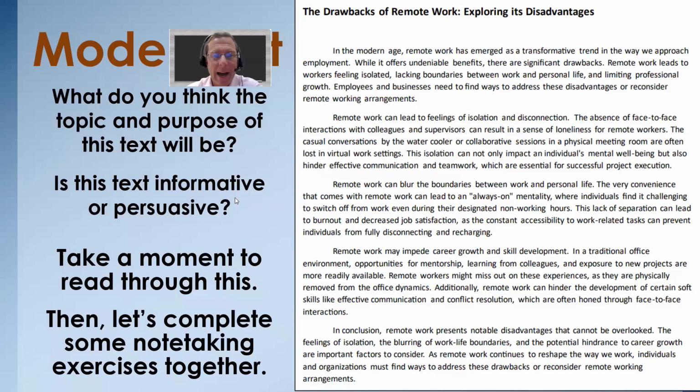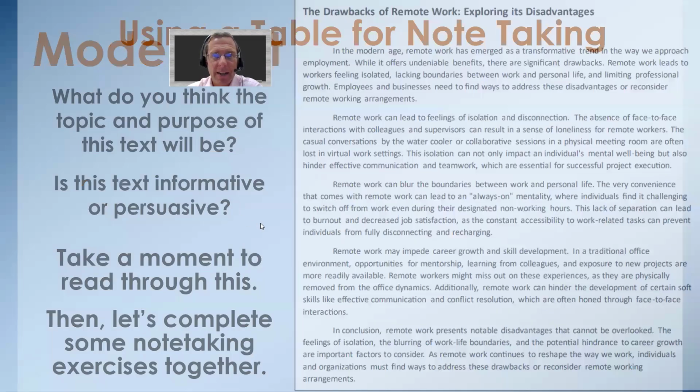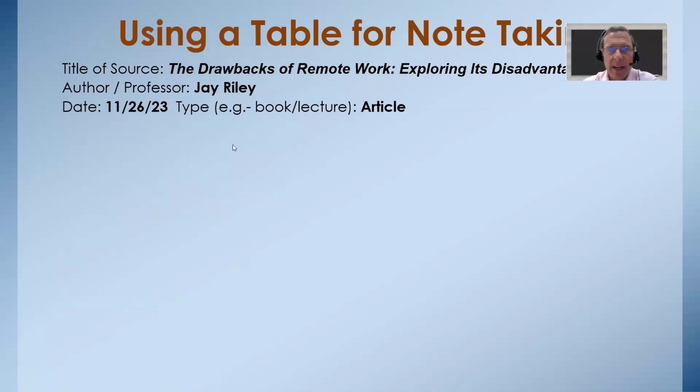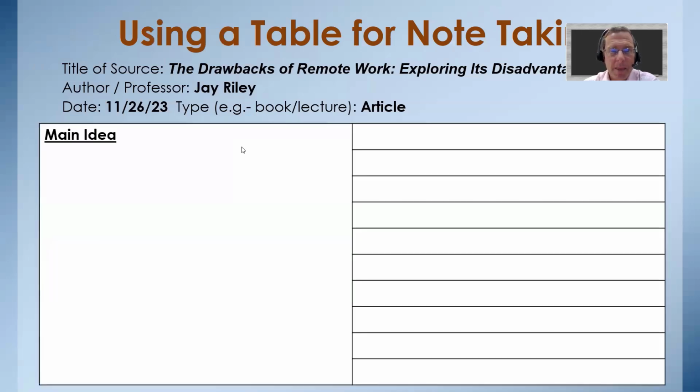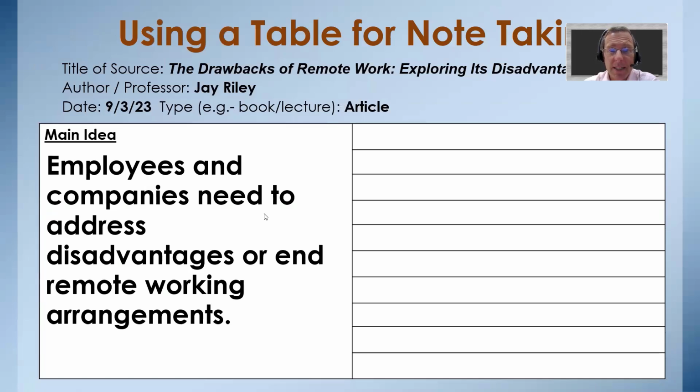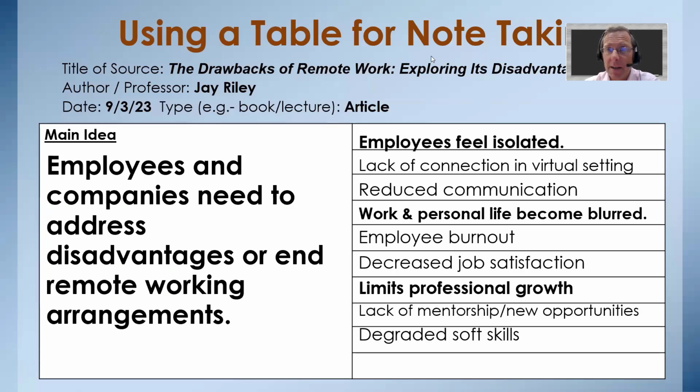All right, welcome back. So let's go over this here and let's see how we can take effective notes here. So again, I've got the key information at the top of my table, and I put my main idea, which is that employees and companies need to address disadvantages of remote work or they need to end it. And then I've got my 3 topic sentences in bold, which are my big ideas in support of that main idea. And I've got further supporting details here.